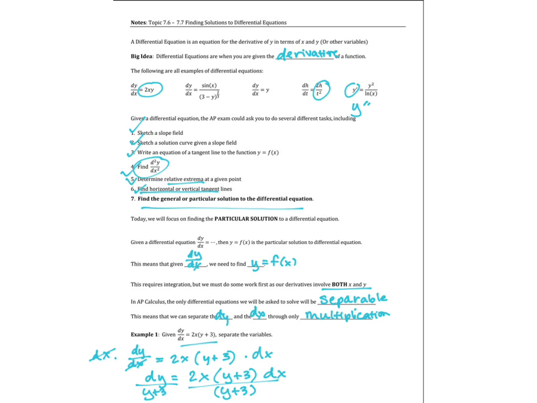Like I said, it's a pretty elegant process. I like it. So dy over y plus 3 is equal to 2x dx. We have separated the variables. Okay? Not so bad. Everybody okay so far?